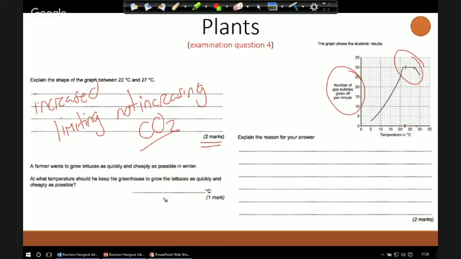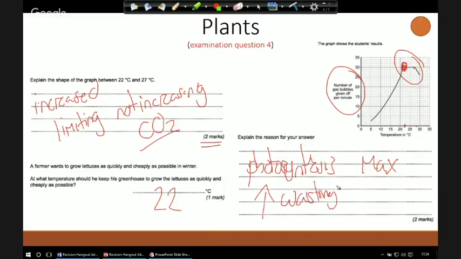At what temperature should the farmer keep his greenhouse for the benefit of the lettuces? Well, ideally, we want that at 22 degrees. The reason for 2 marks is this is where photosynthesis is at its maximum. But anything above this temperature, you're wasting your money. You're wasting heat. It's not making the plant grow any quicker. And so you're simply wasting money.